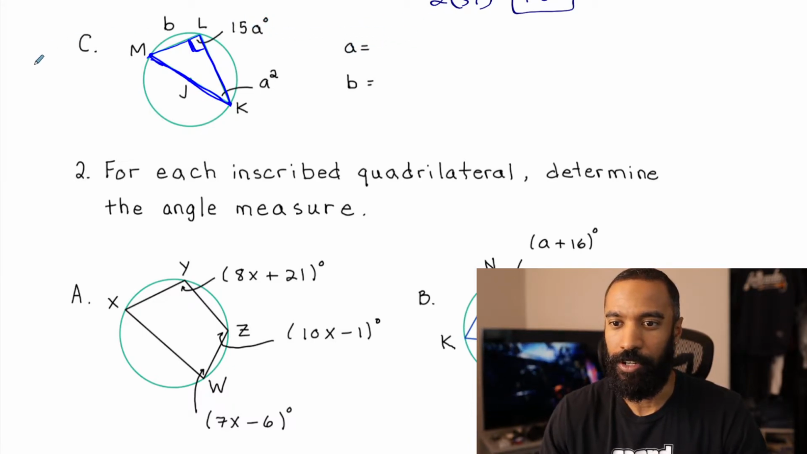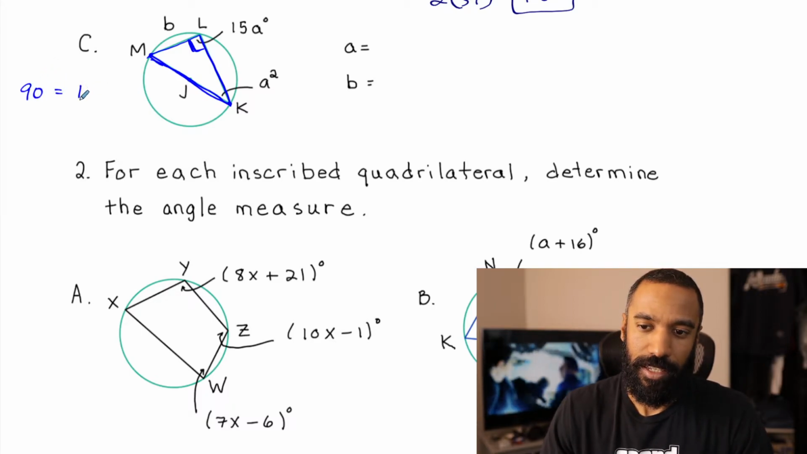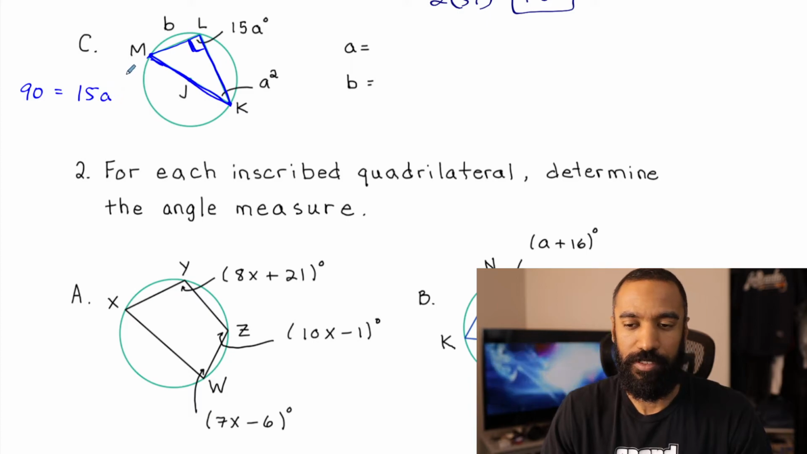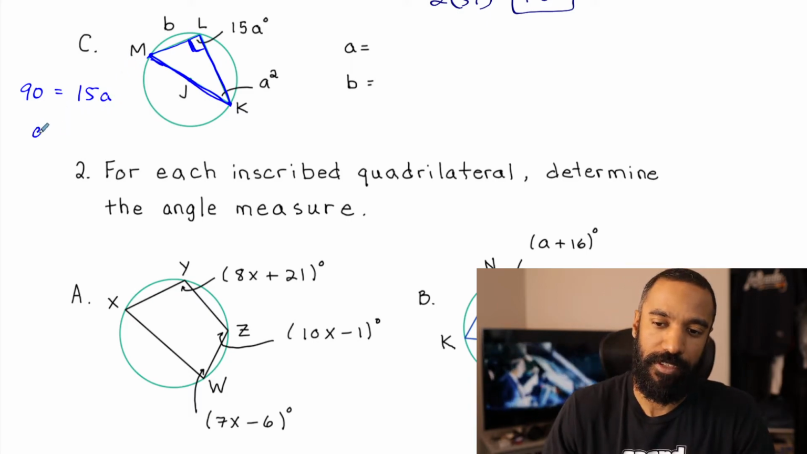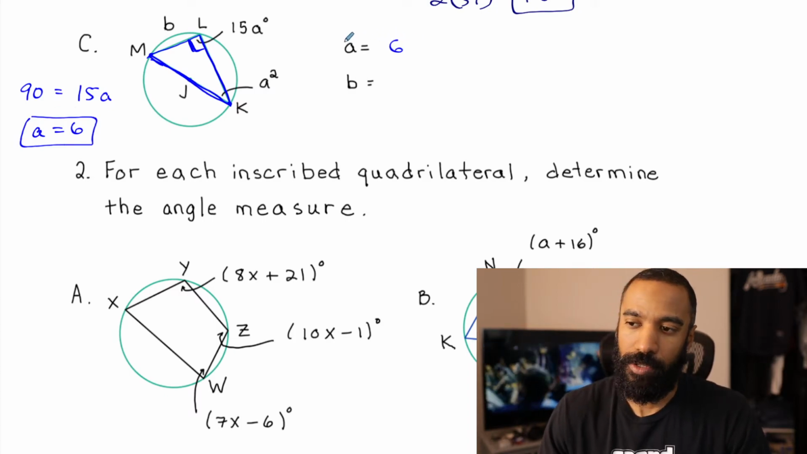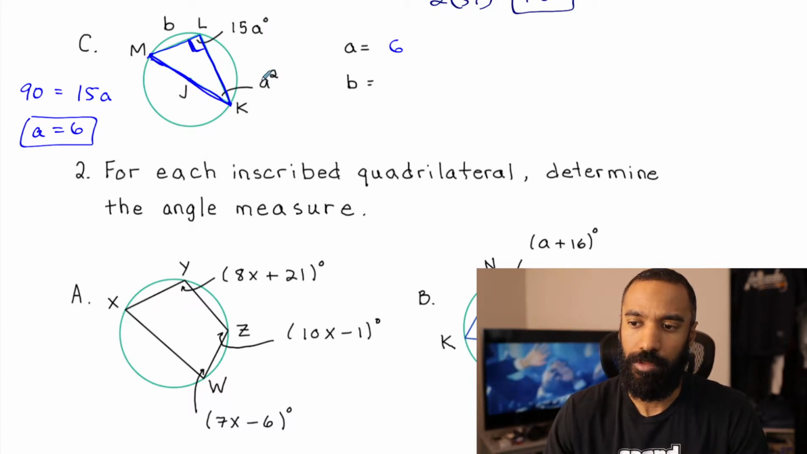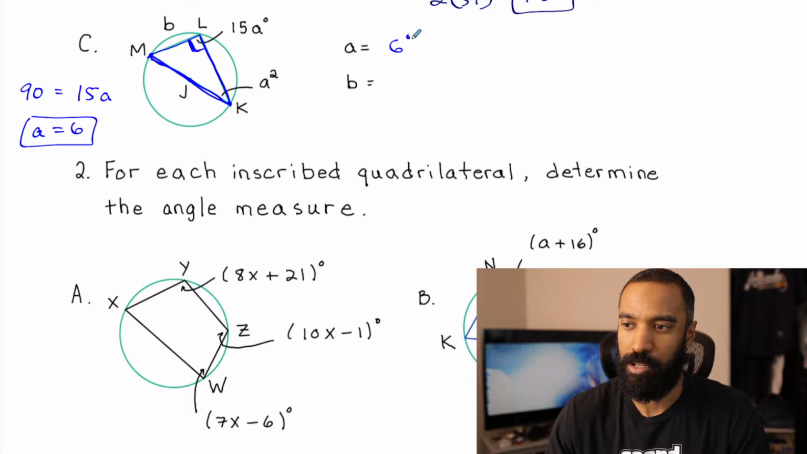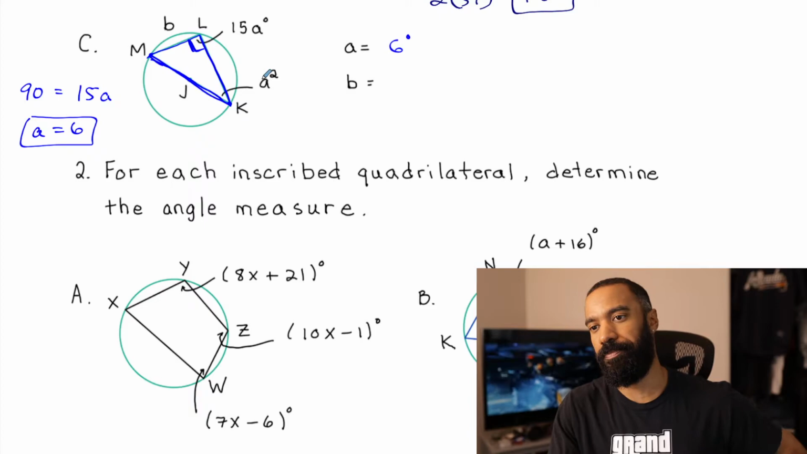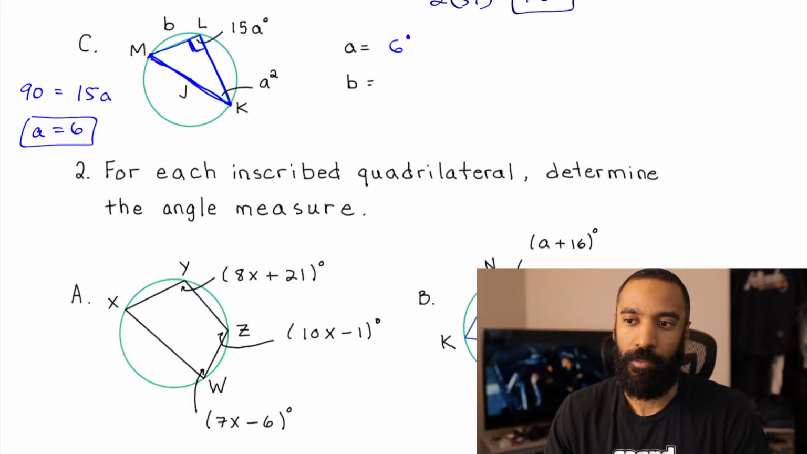I'm just going to do the work over here. The 90-degree measure is equal to the expression 15A. If you divide both sides by 15, you get A equals 6. You don't have to put degrees, since the degree symbol is already taken care of there, but this one doesn't have it, so maybe I should: 6 degrees.